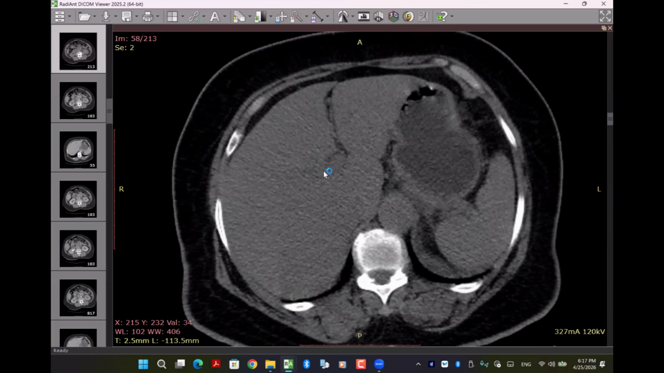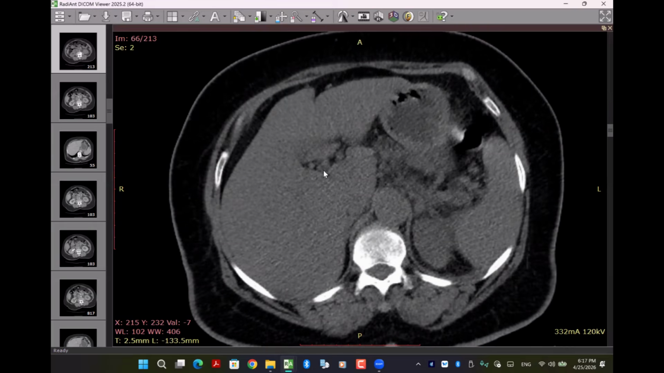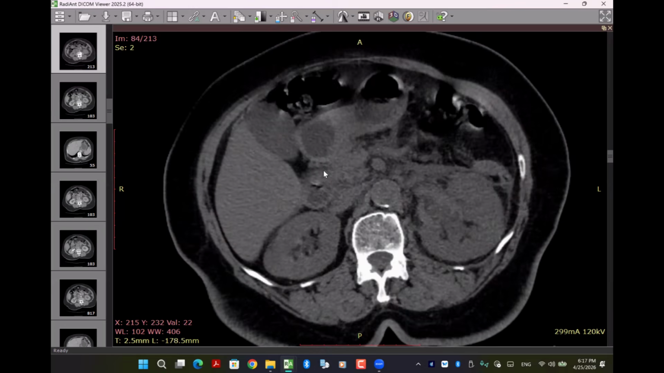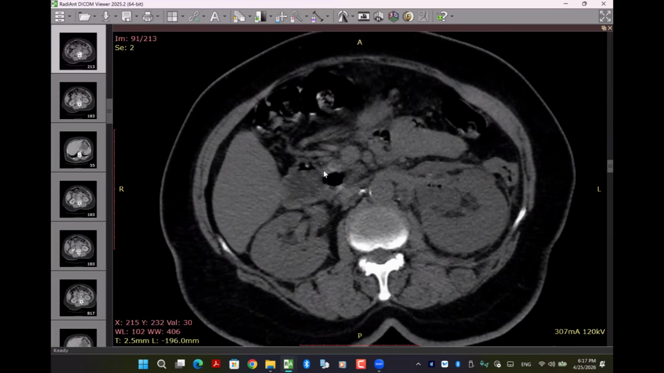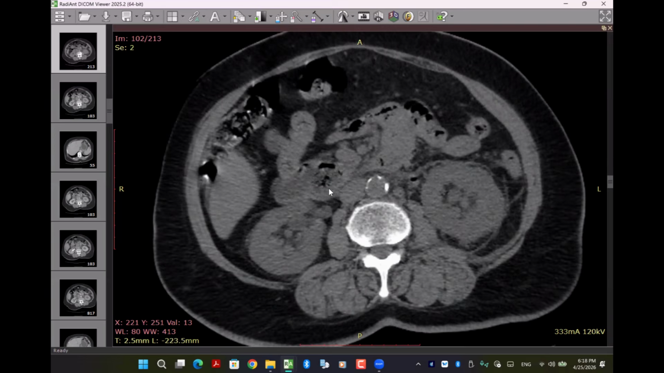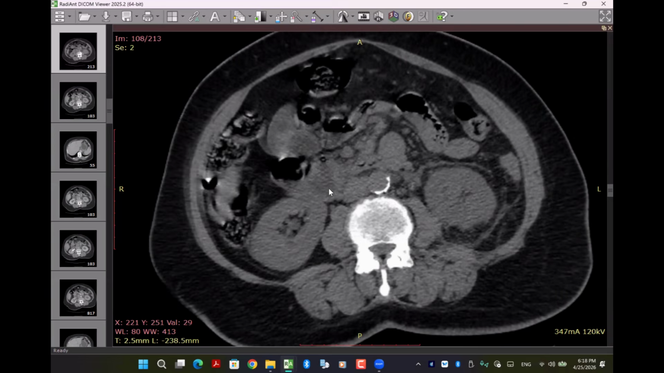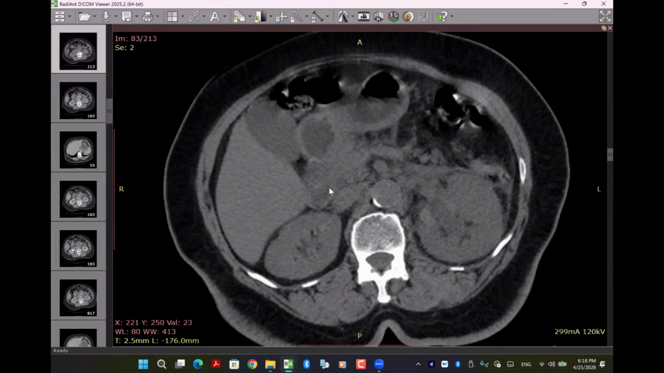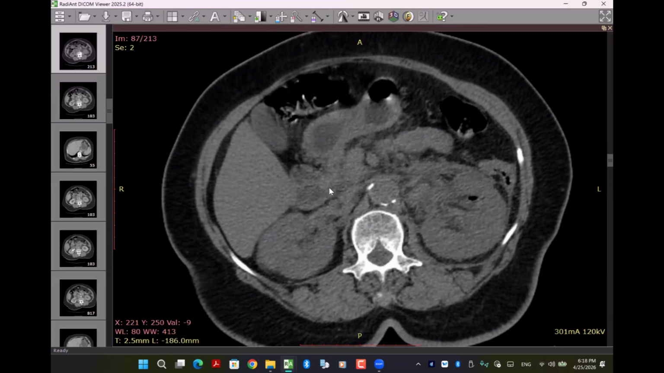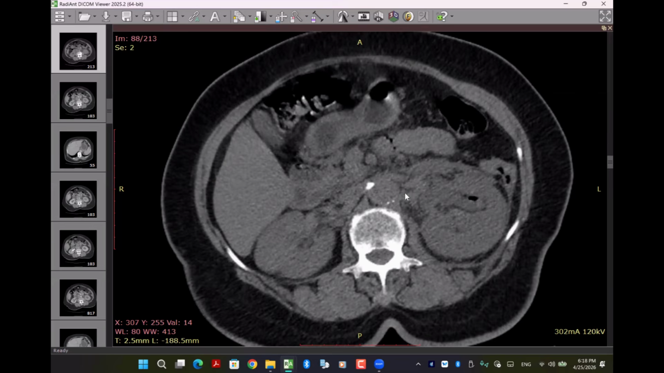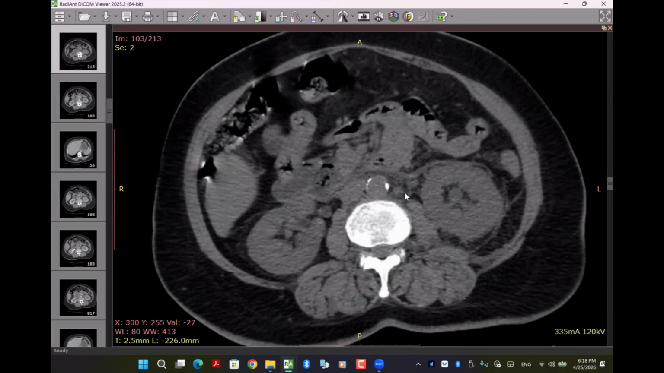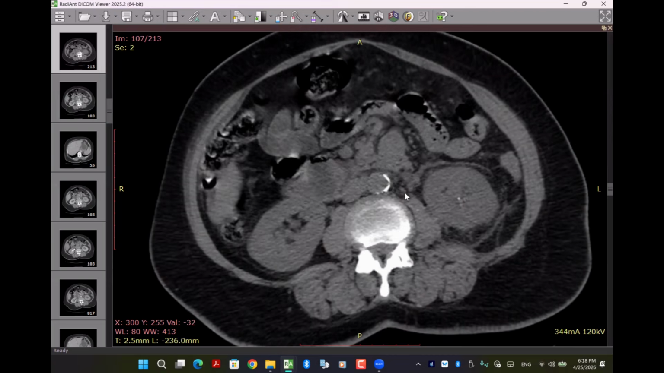I'm provided with CT abdomen plain images. Here I can appreciate that the left kidney appears to be relatively enlarged as compared to the right side. There is a mild to moderate left-sided hydronephrosis, along with fat stranding and thickening of the anterior perirenal fascia and lateral conal fascias.